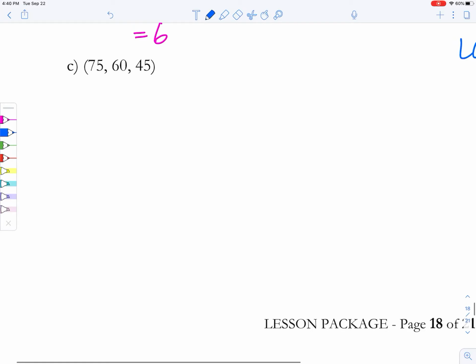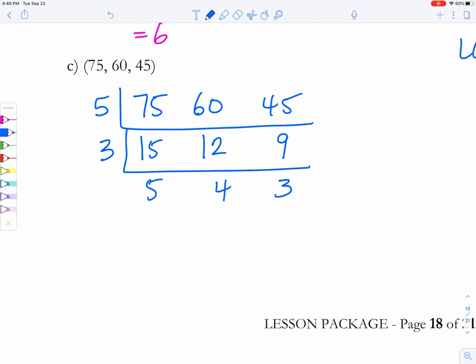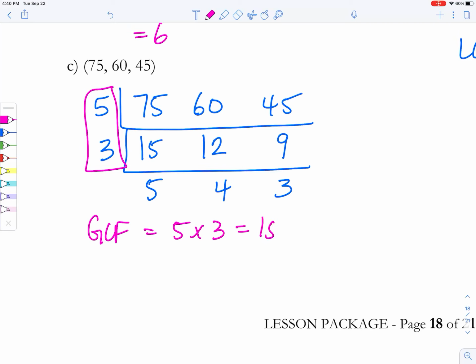The third one, we have 3 of them, but that's okay. So my first number that I see is a 5. 5 can go into 75 15, into 60 12 times, and into 45 9 times. Those are all then divisible by 3, and we're left with 5 and 4 and 3. That's it. Nothing else is common. So the GCF is going to be 5 times 3, which is 15.